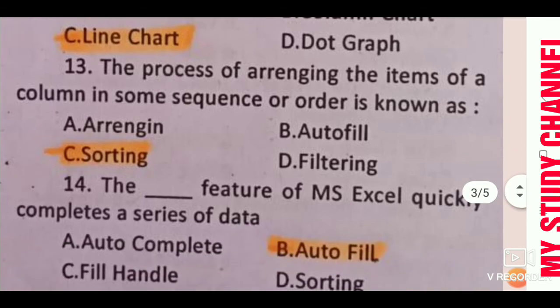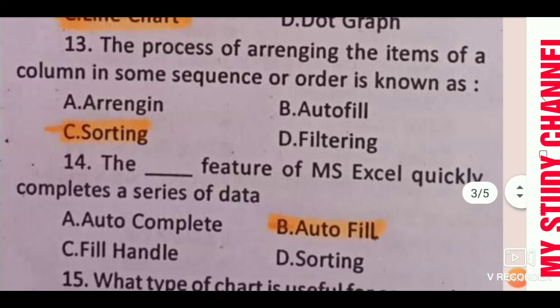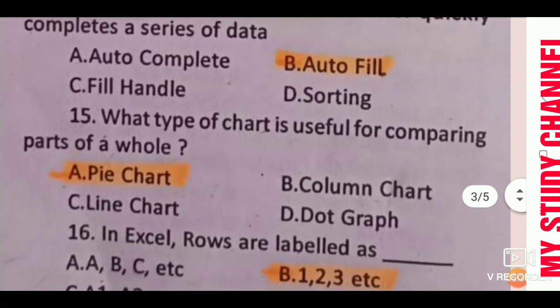Next question is, the dash feature of MS Excel quickly completes a series of data. A is autocomplete, B is autofill. The autofill feature of MS Excel quickly completes a series of data. Next question is, what type of chart is useful for comparing parts of a whole? Here A is pie chart.